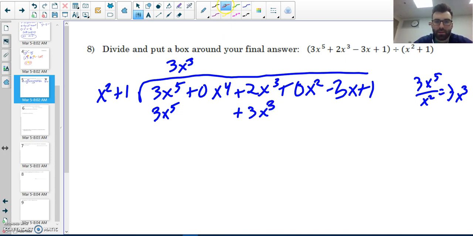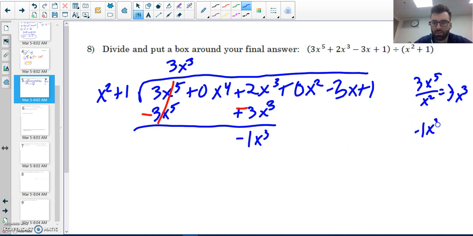cubed. When I'm doing this long division, I need to change my signs so that I can cancel some things out. So this was positive 3x to the 5th, now it's negative. Positive 3x cubed, now it's negative. These cancel out. I have 2x cubed minus 3x cubed to get negative 1x cubed. Again, I'm going to divide negative 1x cubed over x squared and get negative 1x.